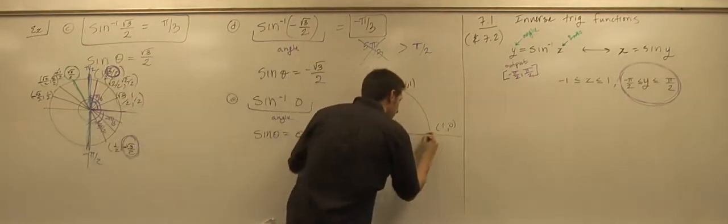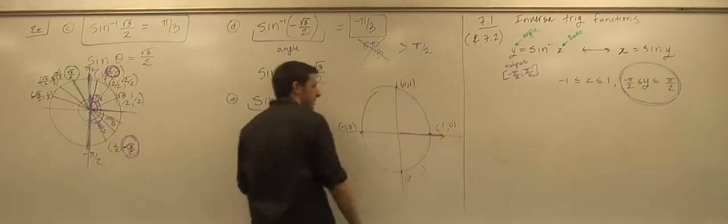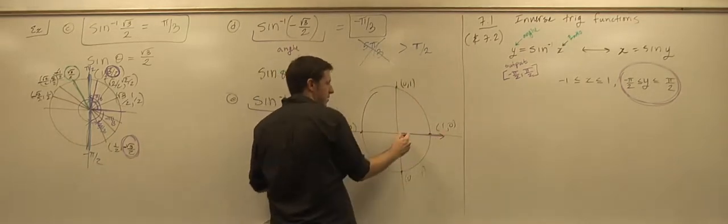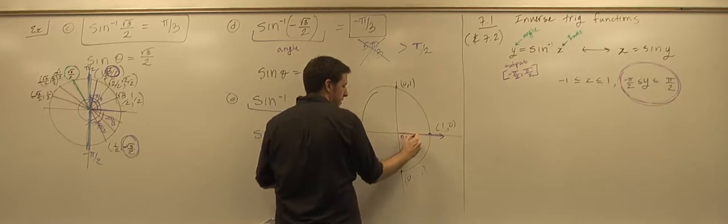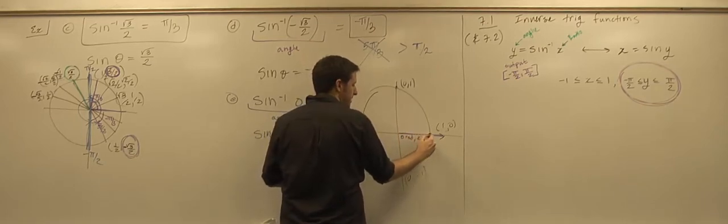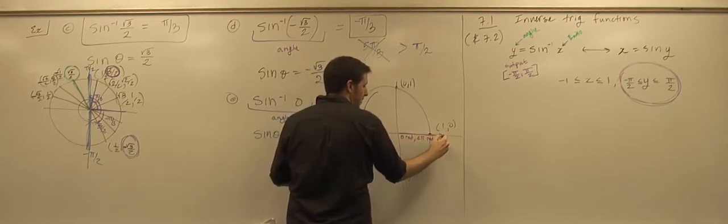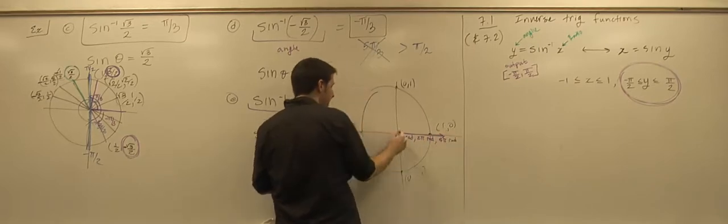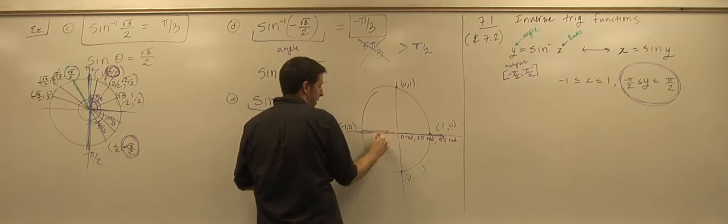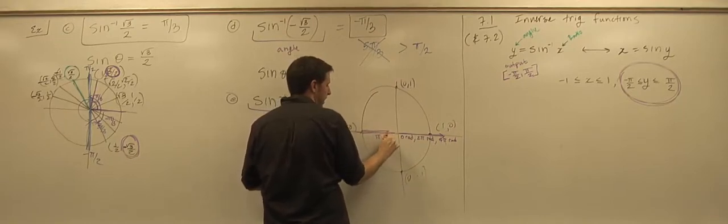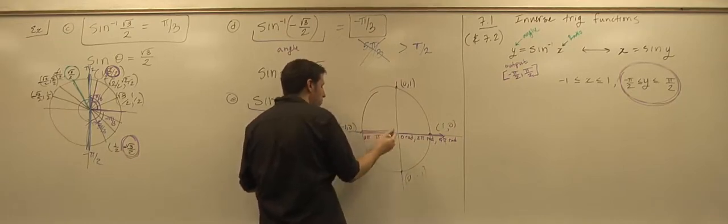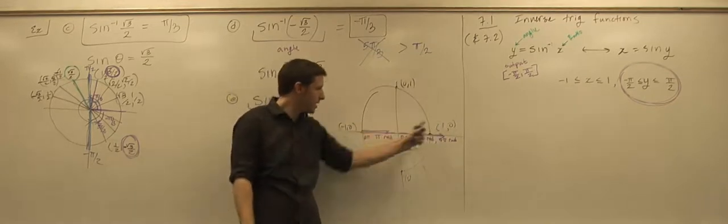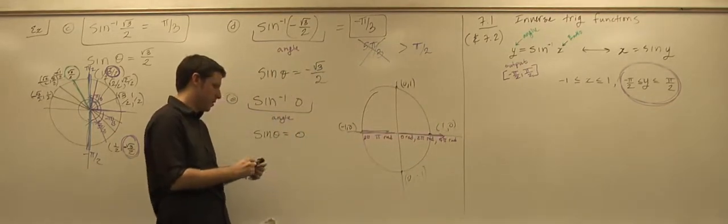And this ray right here, the ray that lands on the positive x-axis, has a lot of names. It can be called 0 radians. It can be called 2 pi radians. It can be called 4 pi radians. This ray over here can be called pi radians, 3 pi radians. And both of these have a 0 y coordinate. They have a 0 sine value.